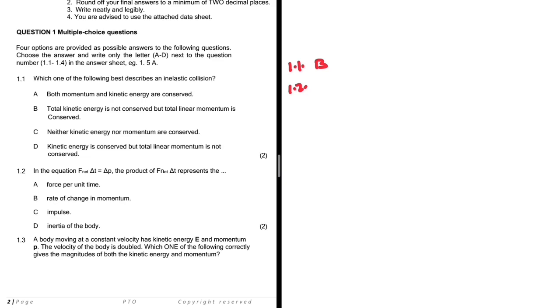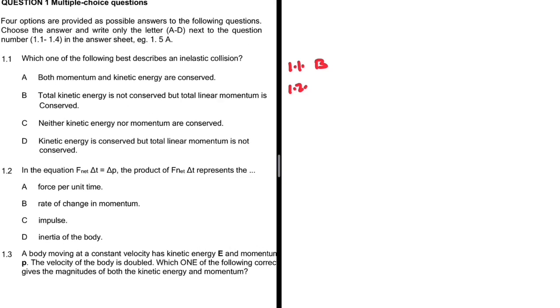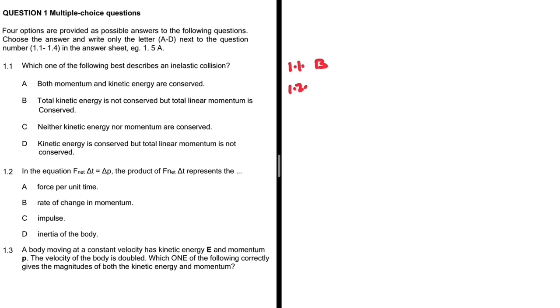1.2, in the equation F net multiplied by delta T is equal to delta P, the product of F net delta T represents the impulse, right? We know that from theory. There's nothing we are calculating here. There's nothing we need to figure out. We're just taking our answer as it is. So 1.2, the answer is C. F net delta T is the impulse. There's really no need for an explanation here because that is just theory, okay?